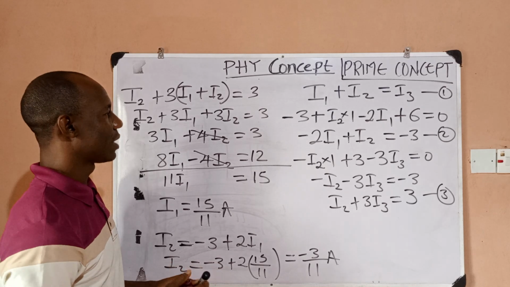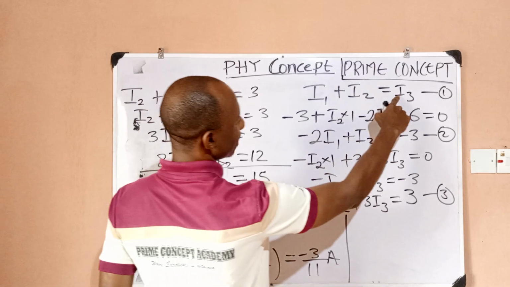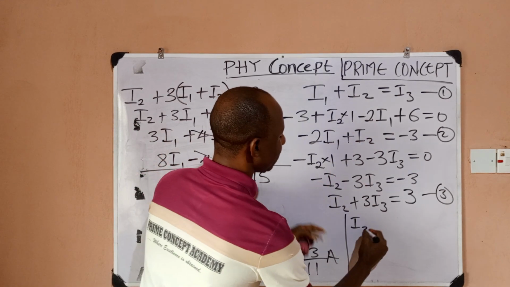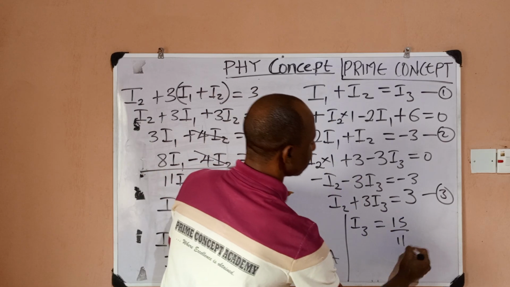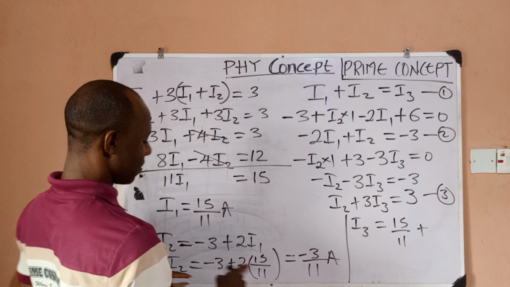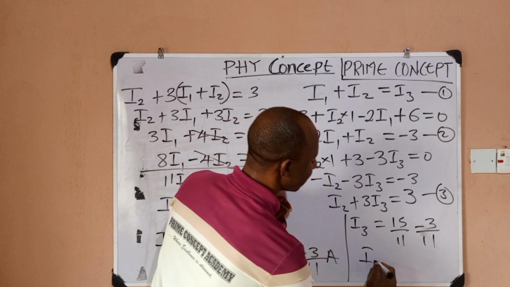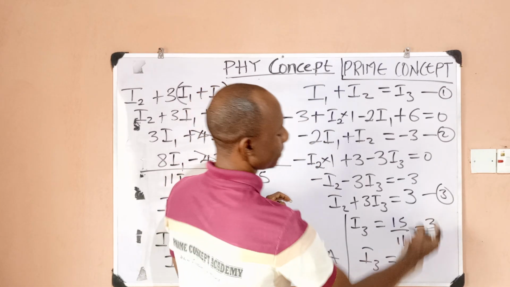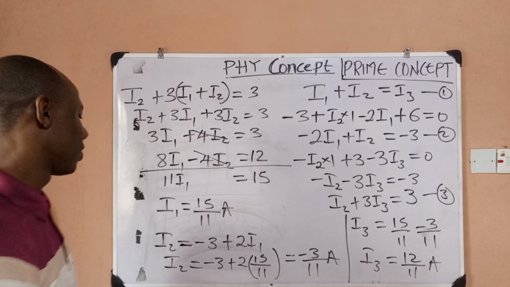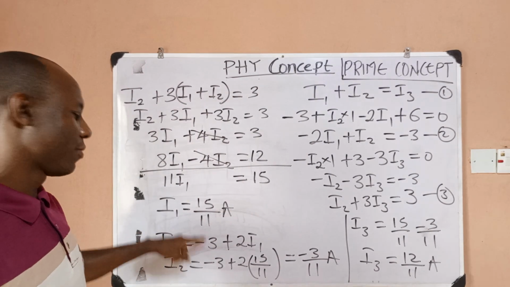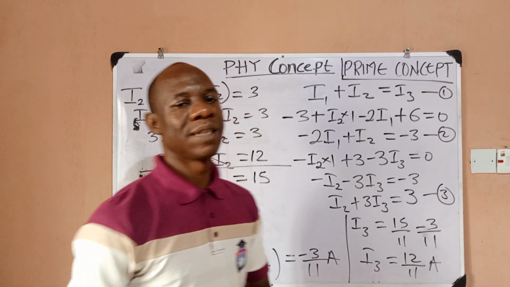Now the next thing I want to get is my I3. To get my I3, I'm going to use equation 1 because I3 is I1 plus I2. So I3 is going to be I1, what is I1? 15 over 11, plus I2. What is my I2? I2 is minus 3 by 11. So my I3 is going to be 15 minus 3, which is 12, 12 divided by 11. So I've gotten my answer. My I1 is 15 by 11, my I2 is minus 3 by 11, and my I3 is 12 by 11. And this is my answer.